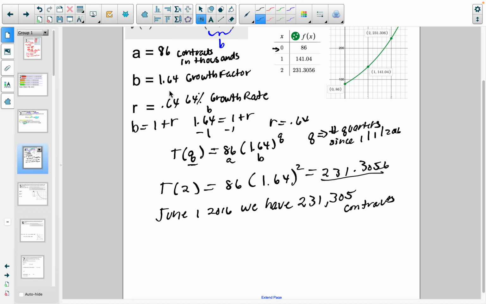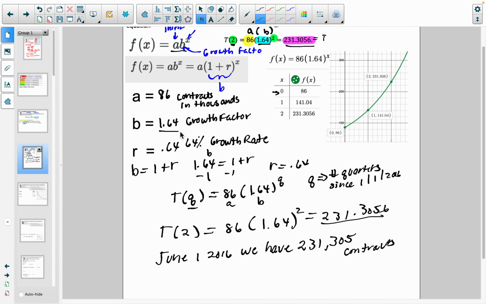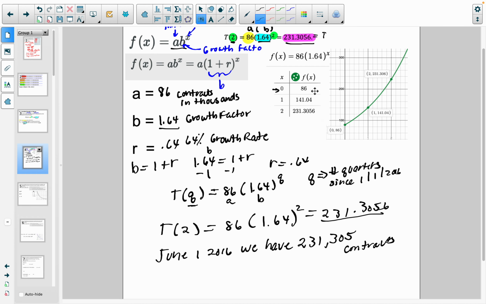Okay, we know that for every quarter after January 1st, we have a growth factor of 1.64 or growth rate of 64%. So for each quarter that goes by, we're growing contracts by 64%. All right, so here is January 2016. Here's 1 quarter goes by. Here's 2 quarters is June 2016. And then if we take 86 times 1.64, that's our growth factor, times 1.64. We get our curve over here.